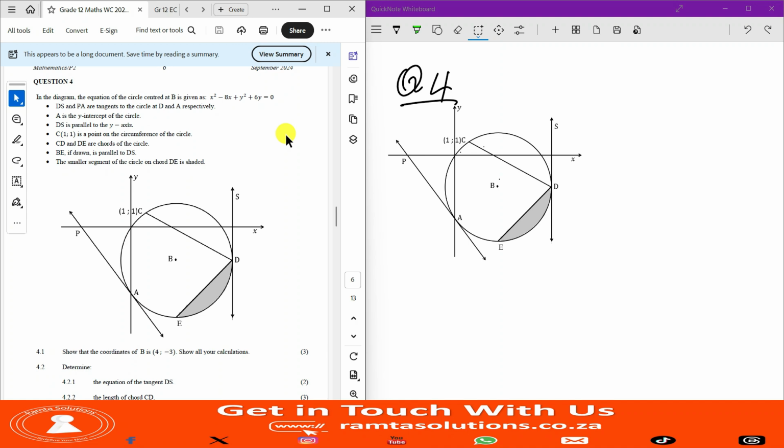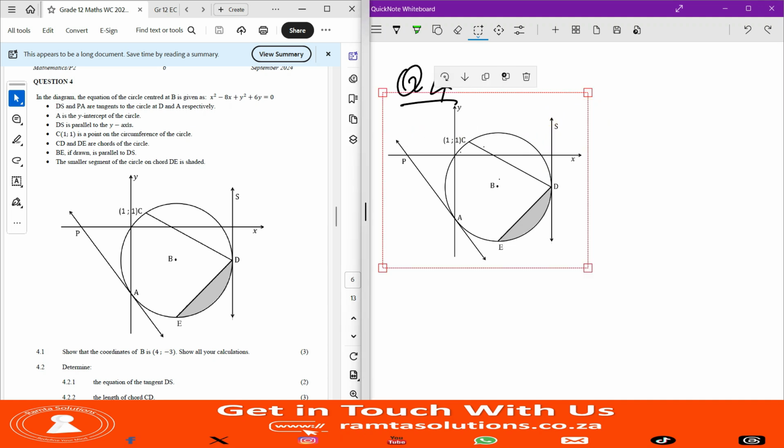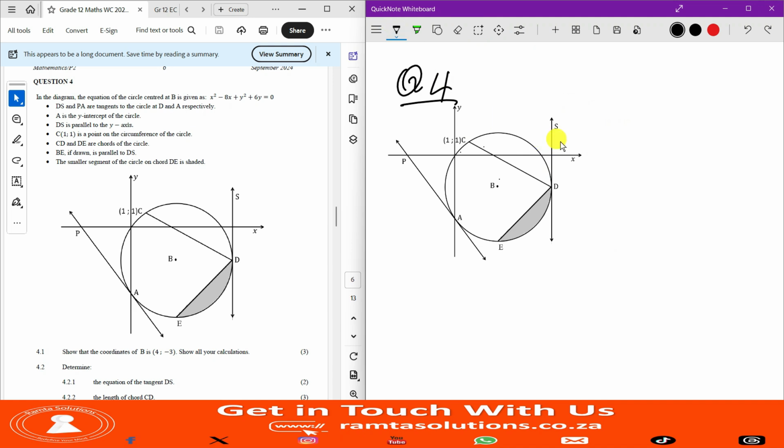DS and PA are tangents to the circle at D and A respectively. A is the y-intercept of the circle. And then what else do we have? DS is parallel to the y-axis. Okay, they say it's parallel to the y-axis. So it is parallel.